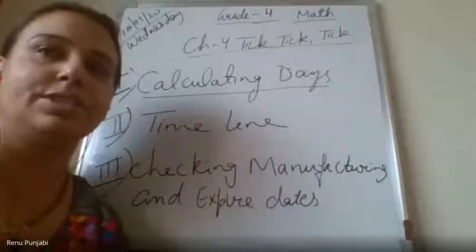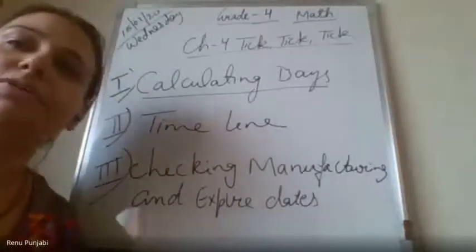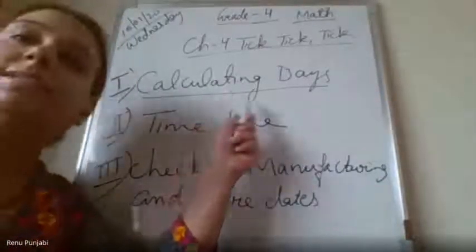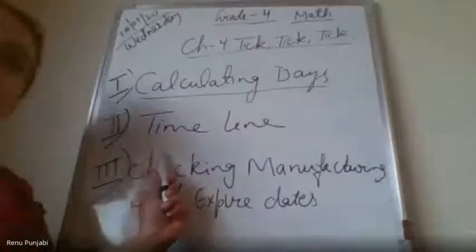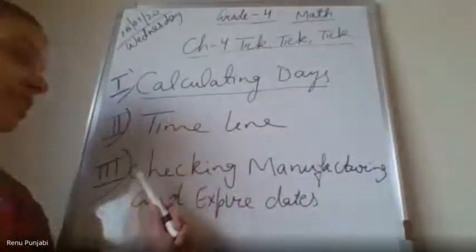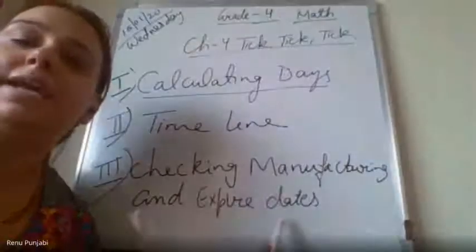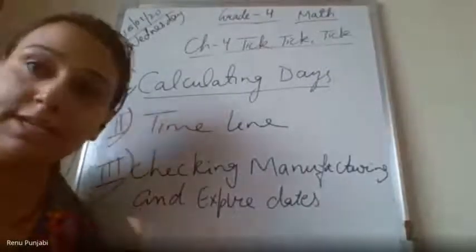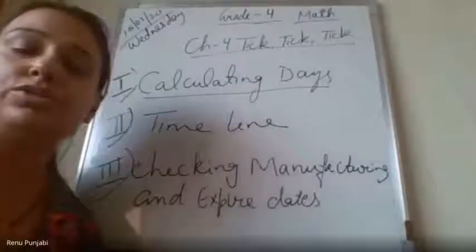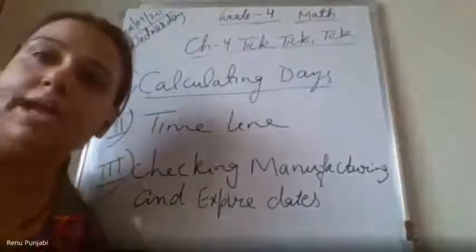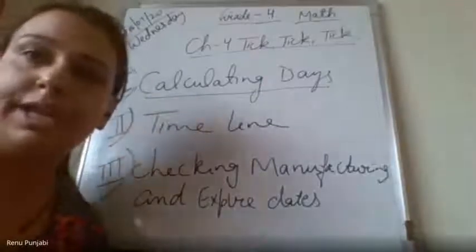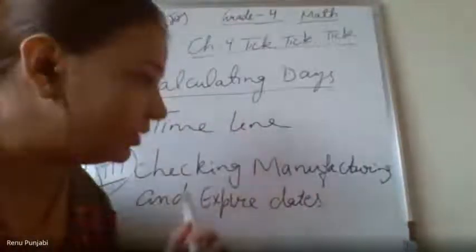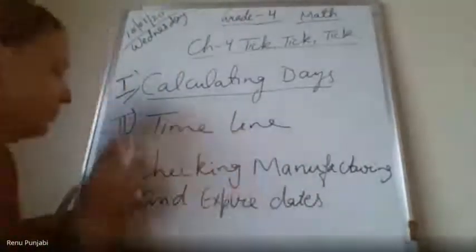Now, no messages. Please pay attention here. We are going to start our today's topic. Today, we are going to learn how to calculate the days, how to draw the timeline, and checking manufacturing and expiry dates on products. When you go to market and purchase a biscuit packet, medicines, or even bread, you see the manufacturing date and the expiry date. So we will learn about that also. First, we start our topic, calculating days.